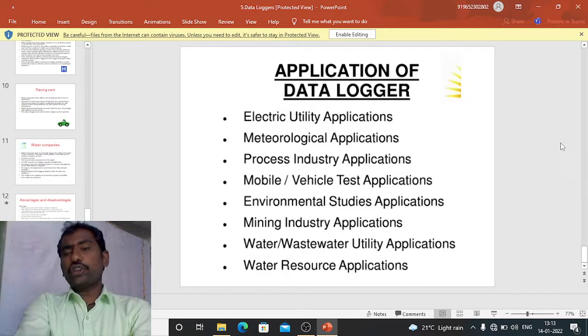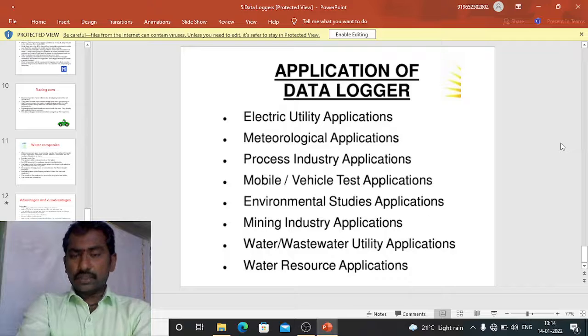Applications: electric utility applications, meteorological applications, process industry applications, mobile or vehicle test applications like in car racing, environmental study applications like in water plants, mining industry applications, water or wastewater utility applications, and water resource applications. These all are the applications of data loggers.